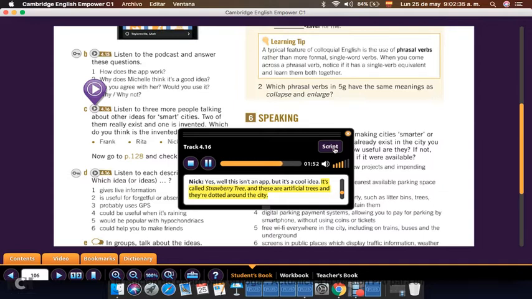Yes, well, this isn't an app, but it's a cool idea. It's called Strawberry Tree, and these are artificial trees, and they're dotted around the city. They're basically solar-powered phone charging points. They're shaped like trees, so they blend in. And the canopy consists of solar panels, which feed into batteries for charging your mobile or your laptop. It's all free, of course. So you can go to the park, sit and chat to people, or you can drink coffee, and they charge up your phone for you. It suits me because I've got a memory like a sieve. I'm always going out without charging my phone, so it's a real lifesaver for me.